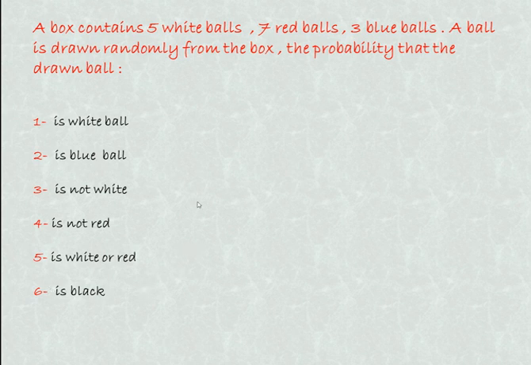Number 6 is black. At first we must get the total by adding 5, 7 and 3. We get 15 balls, and we know the probability of an event equals a number over the total. Then the probability that the drawn ball is white: how many white here? 5. Then 5 over the total 15. By simplifying we get 1 over 3. Number 2 is blue balls. How many blue? 3. 3 over 15.